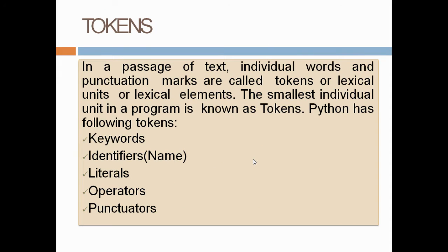Next, we will talk about the tokens. The smallest individual unit of a program is known as a token. In a passage of text, individual words and punctuation marks are also called tokens, or lexical units, or lexical elements. Python has the following tokens: keywords, identifiers, that is called the names, literals, operators, and punctuators.